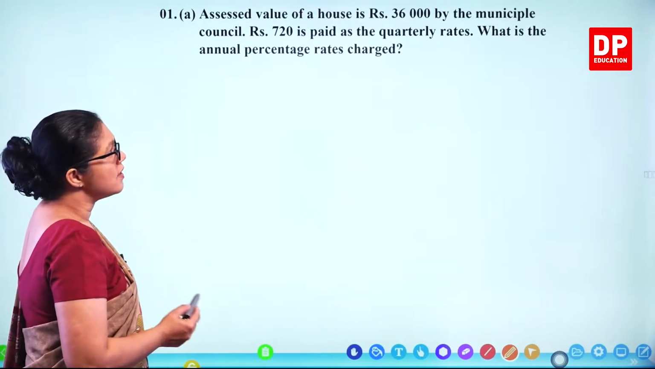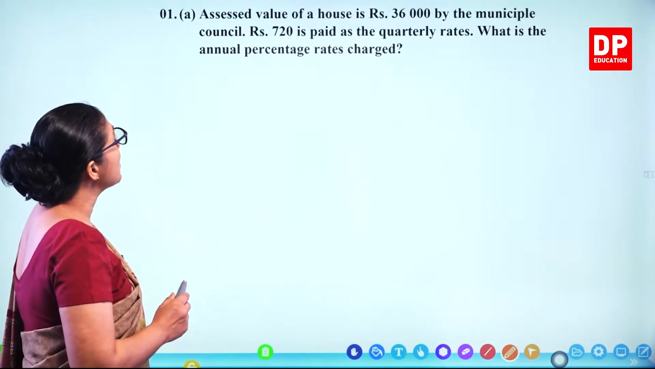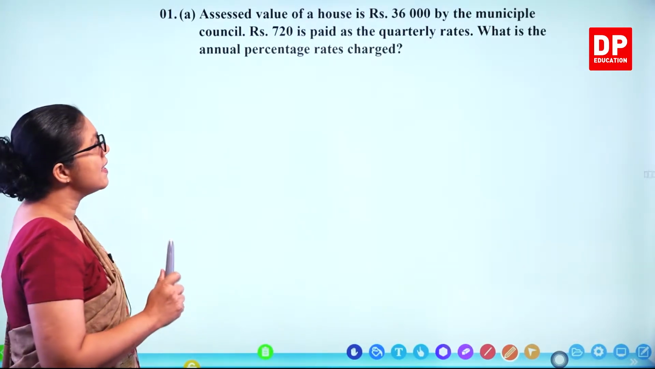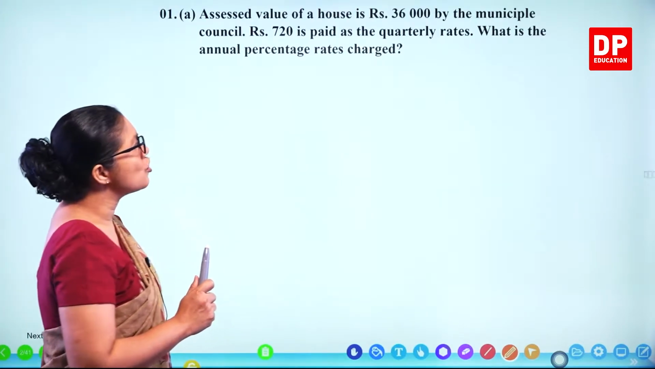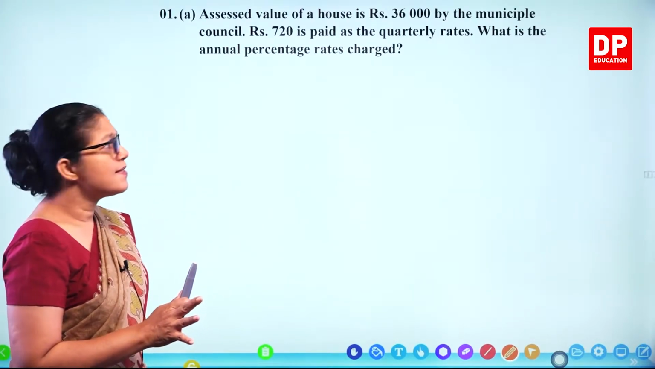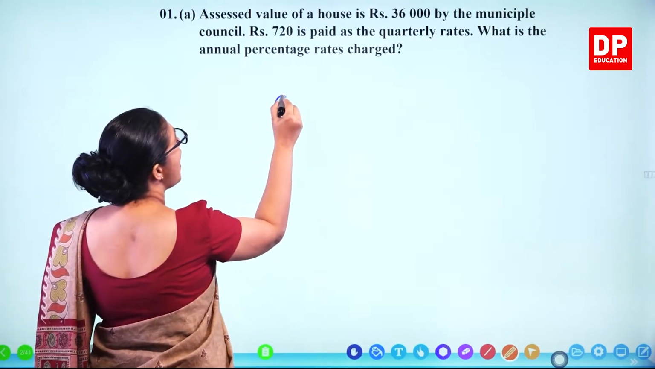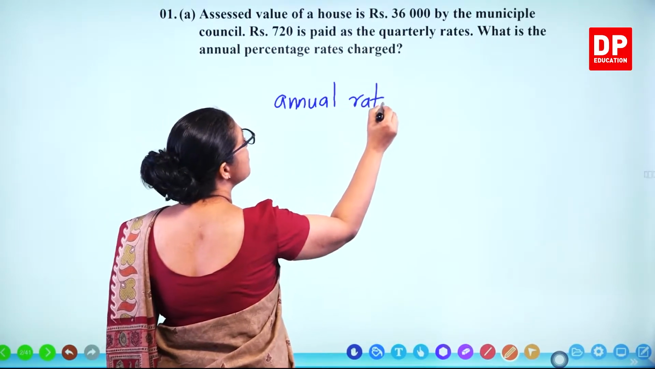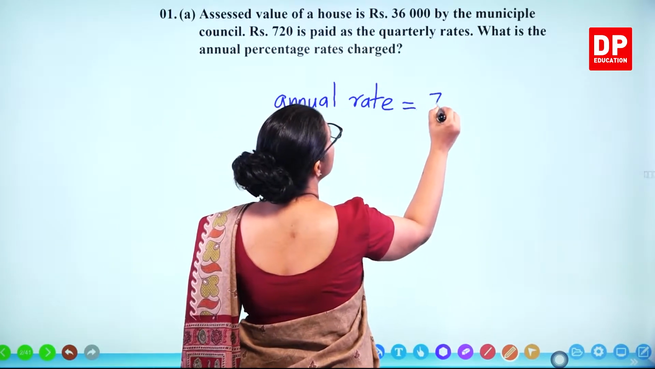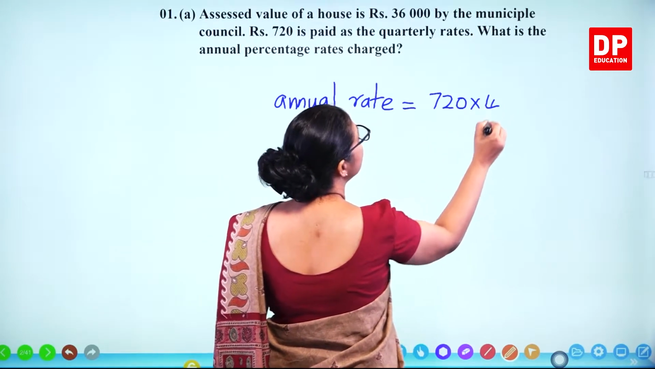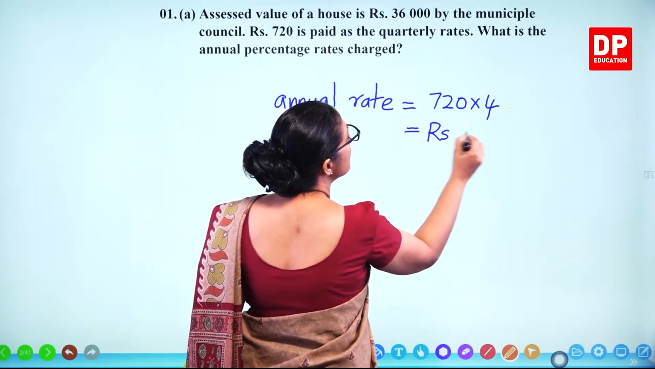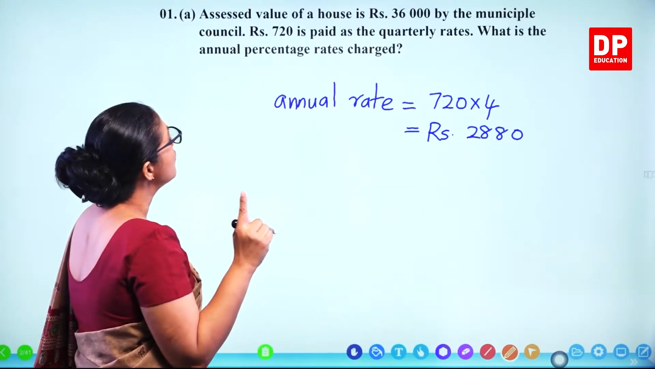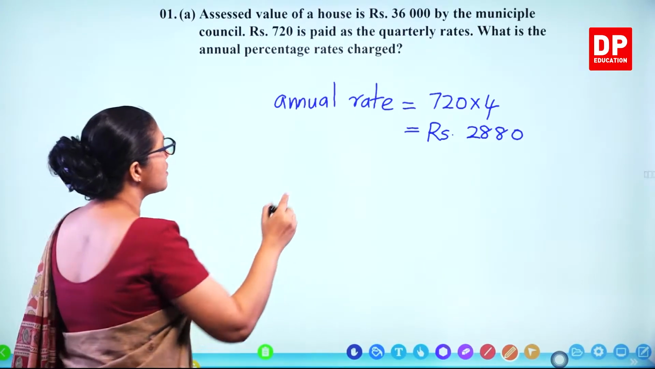Assessed value of a house is 36,000 rupees by the Municipal Council. 720 rupees is paid as the quarterly rates. What is the annual percentage rates charged? So the quarterly one is 720. So what is the annual rate? For the annual rates, you just multiply this by 4. 720 multiplied by 4. You get 2,880.